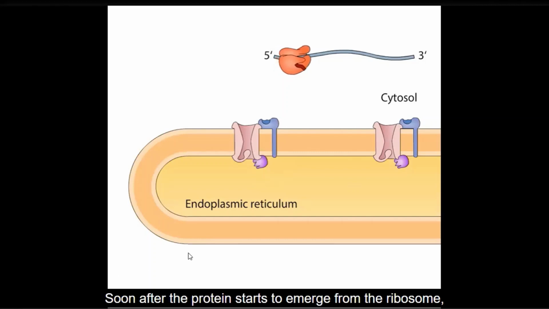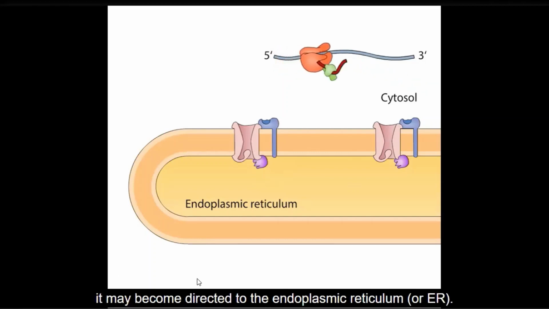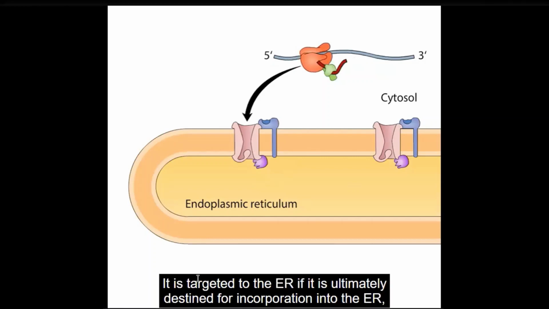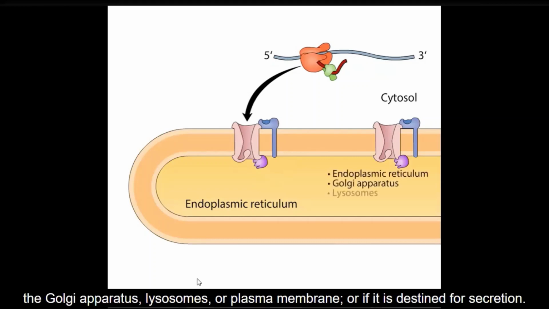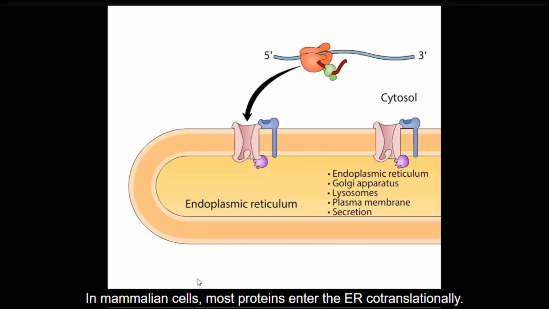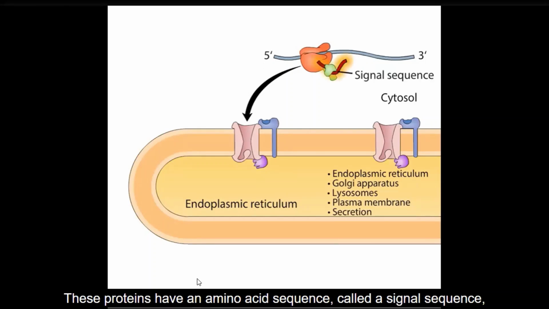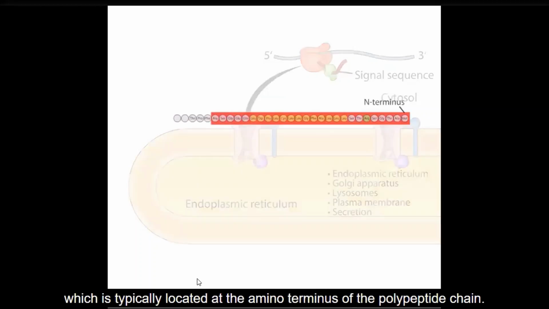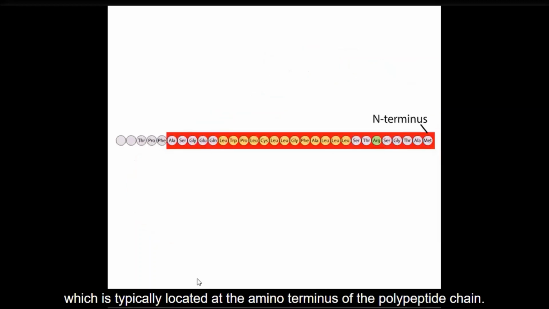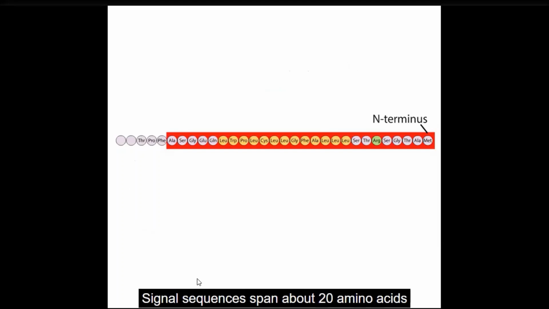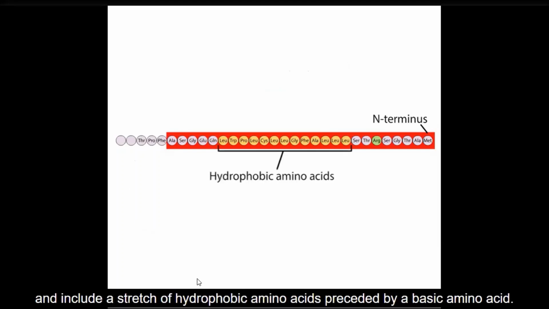Soon after the protein starts to emerge from the ribosome, it may become directed to the endoplasmic reticulum, or ER. It is targeted to the ER if it is ultimately destined for incorporation into the ER, the Golgi apparatus, lysosomes, or plasma membrane, or if it is destined for secretion. In mammalian cells, most proteins enter the ER co-translationally. These proteins have an amino acid sequence called a signal sequence, which is typically located at the amino terminus of the polypeptide chain.